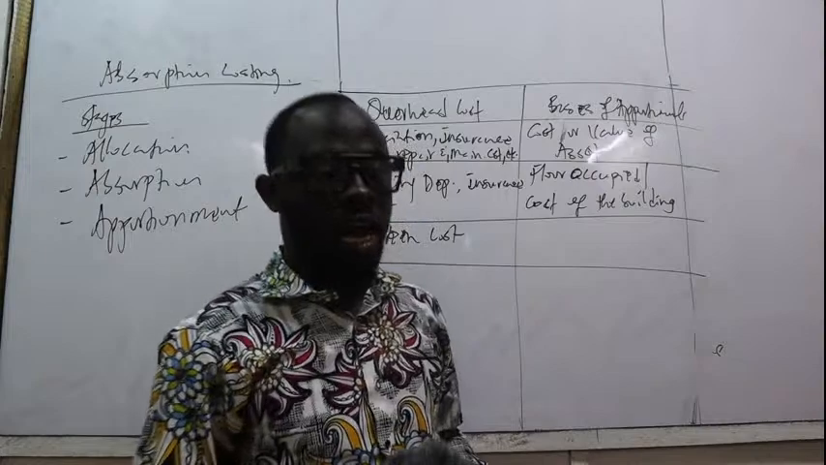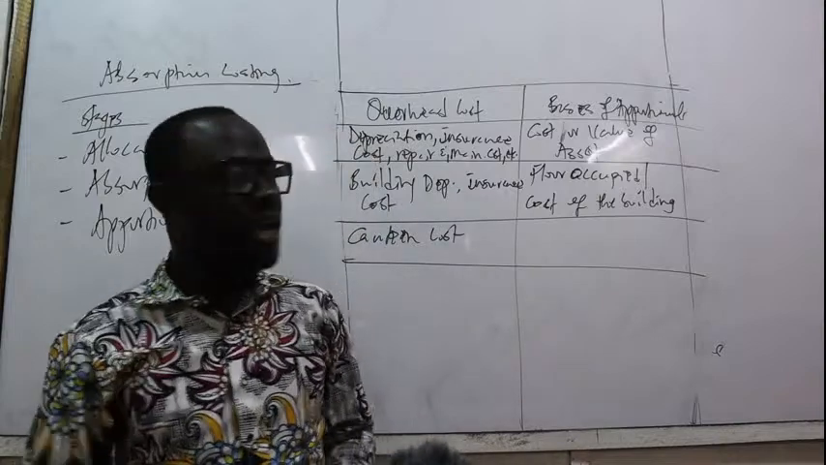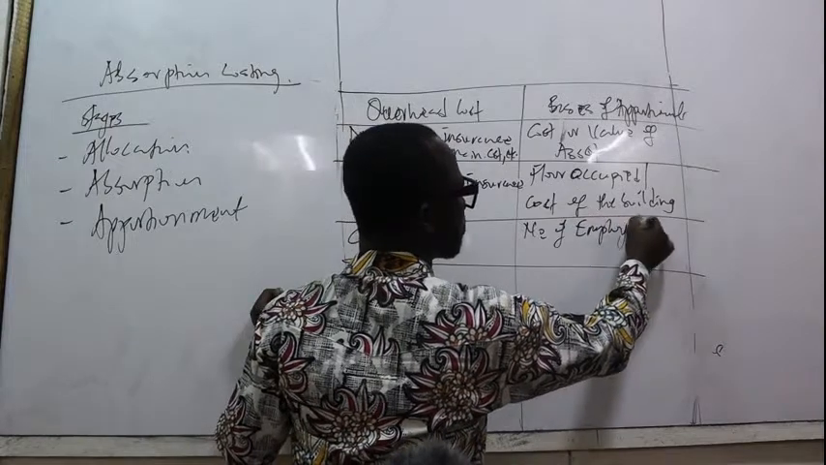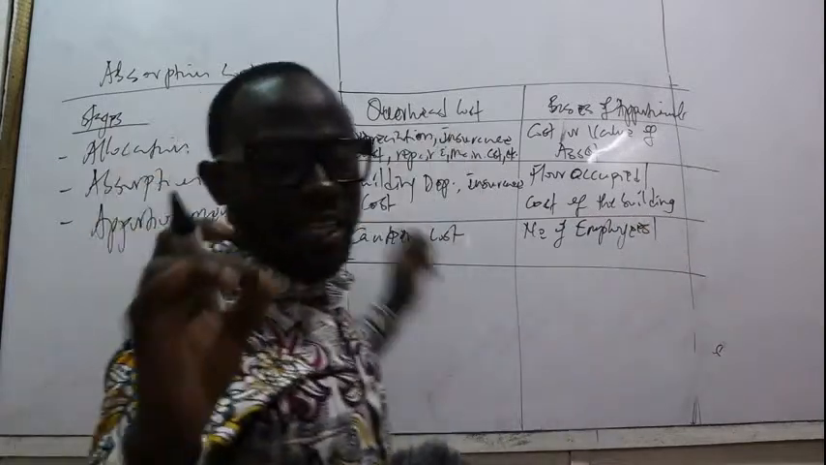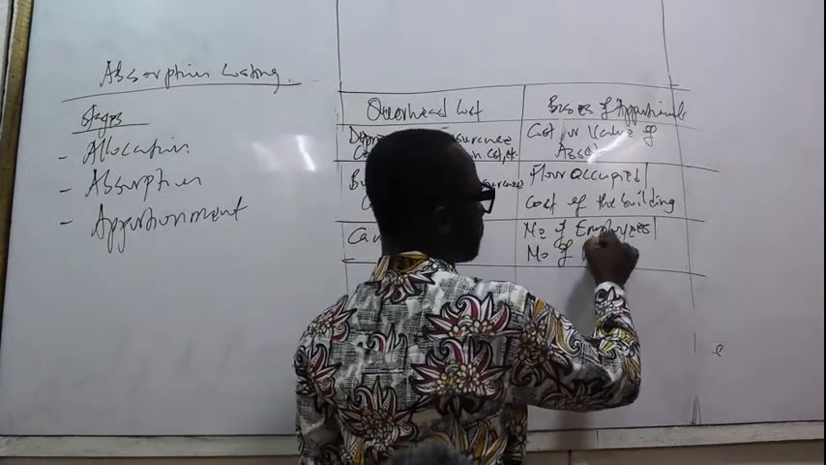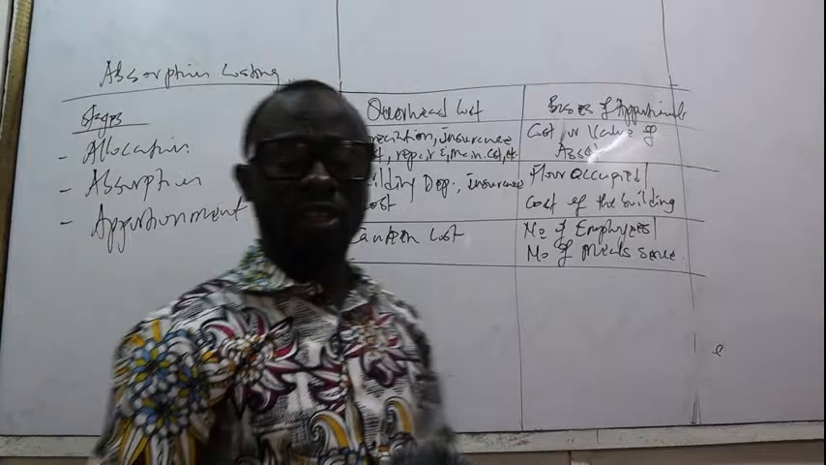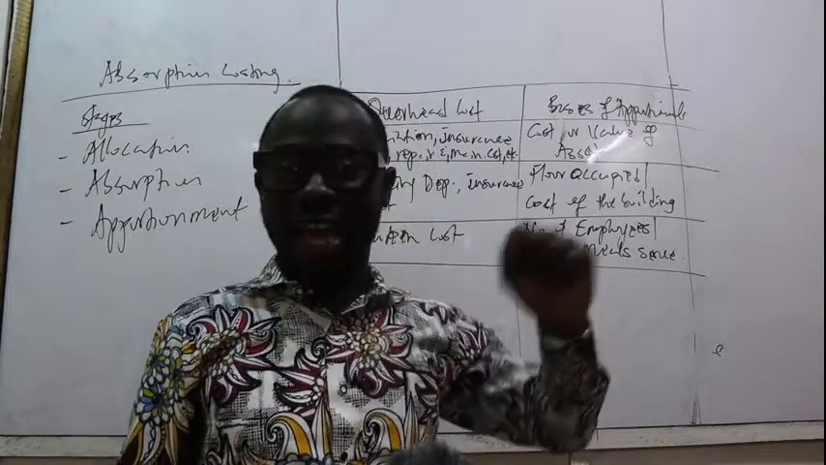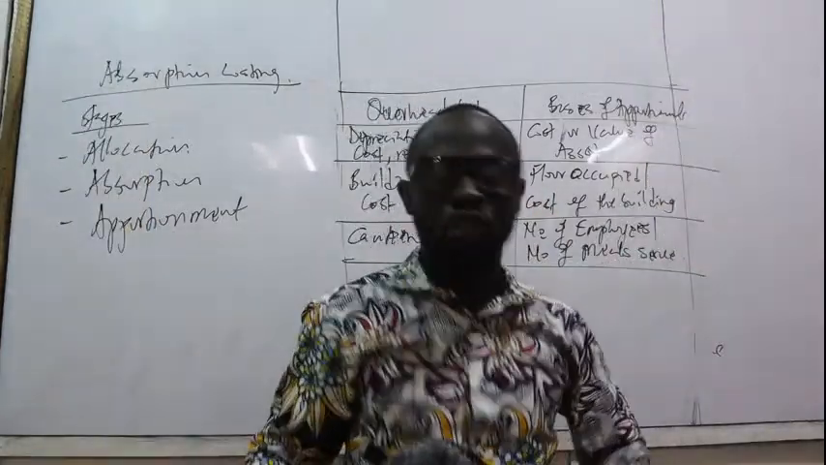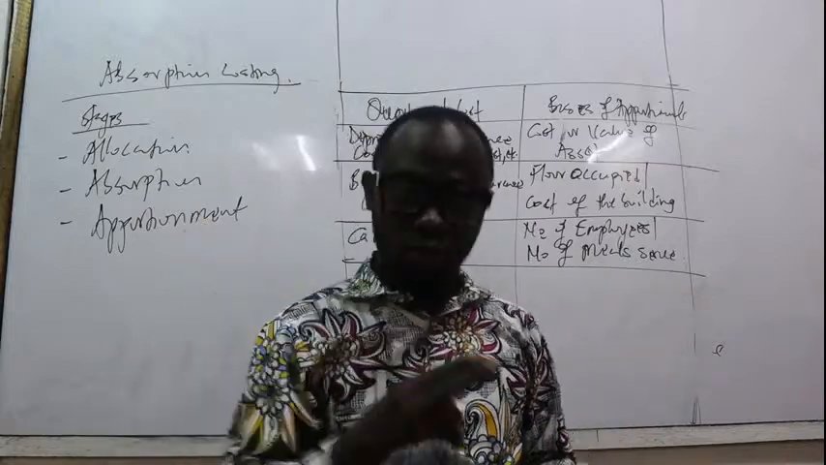Canteen cost. When it comes to allocating canteen cost, we can either use the number of employees in each department, or the one most likely to be used, the number of meals served. Why is that important? Because there are some departments where the workers may be just 2 or 3 people, but they eat a lot. Everybody is supposed to take 1 meal, 1 pack of meal, but they will take 2 or 3.